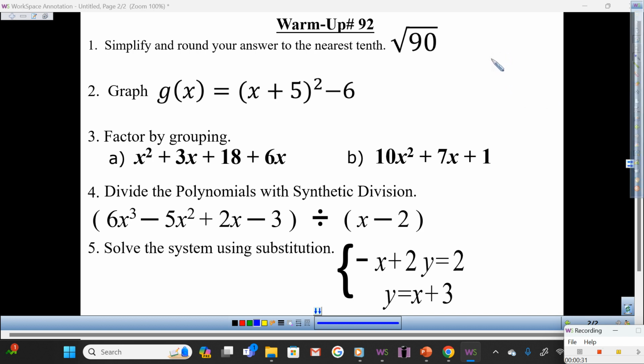So, number 1, what'd you get for number 1? Danny, go. Approximately 9.4. Hands if you got that. Looks about right. Thank you. Then we got our graph.